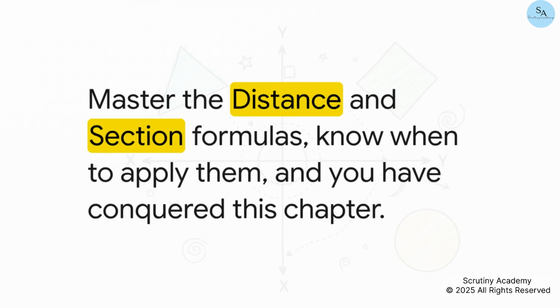So what's the big takeaway from all this? It really is as simple as we said right at the beginning. This entire complicated-looking chapter just boils down to two formulas. If you can master the distance formula and the section formula, and you develop that instinct for knowing when to use each one, you have officially conquered coordinate geometry.